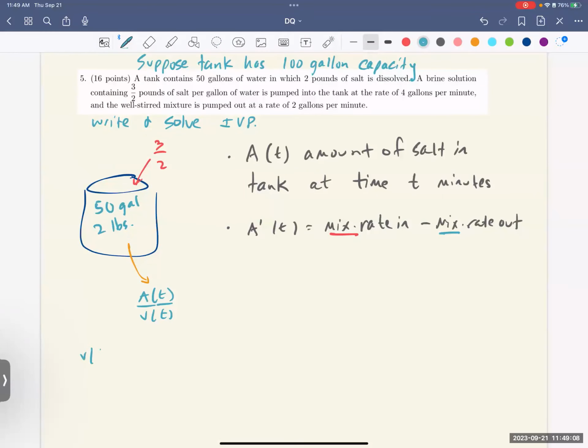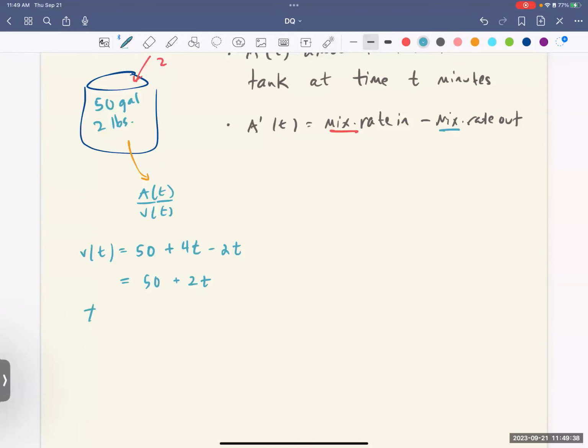Volume at time t is what is currently in there plus the rate at which it enters, and it enters at a rate of 4 gallons per minute, minus the rate at which it leaves, 2 gallons per minute. And so our volume at any particular time is 50 plus 2t. The tank is filling up. So let's mention that. Tank is filling up.